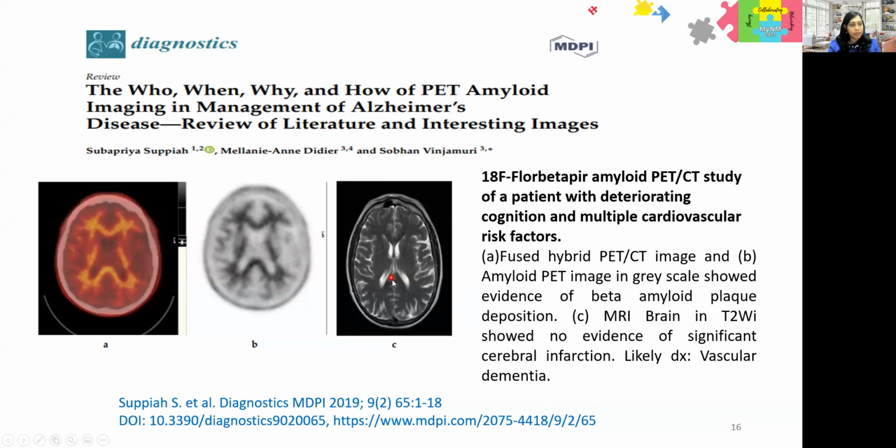The MRI brain of this patient in T2 weighted imaging showed no evidence of significant cerebral infarction. With the history of multiple cardiovascular risk factors in this patient with deteriorating cognitive function, the diagnosis of vascular dementia was more likely because of the absence of amyloid deposition on the amyloid PET scan.